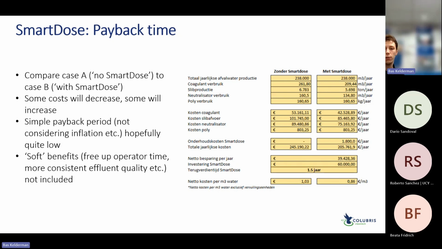There's also a couple of soft benefits to a SmartDose, which I haven't really mentioned yet. But a big one is that if you have a very variable process where normally your operator spends a lot of time fine-tuning the treatment facility, that operator now has a lot of time to do other work in your factory or your slaughterhouse or wherever you happen to have a wastewater treatment plant. So these kinds of benefits are a bit difficult to put a price tag on. It's not something where I can say, oh, this is 50,000 euros worth of freed-up operator time, but it is something that I consider important, so definitely relevant to mention.